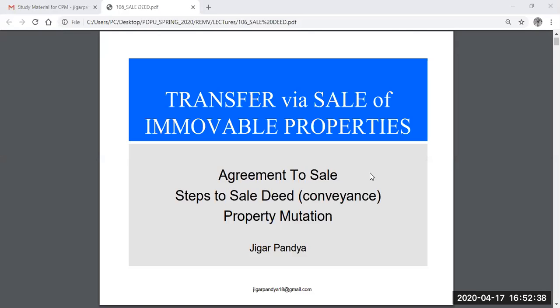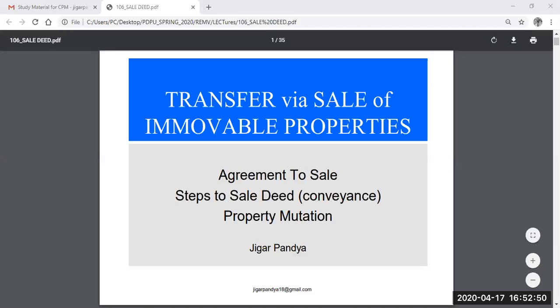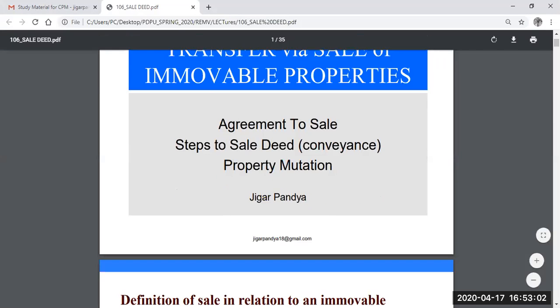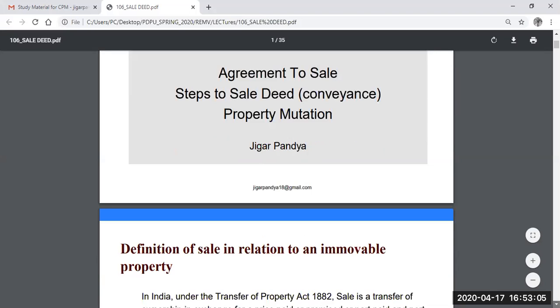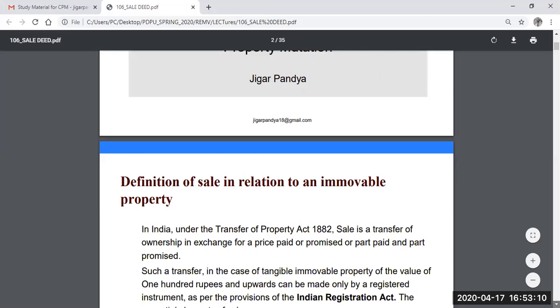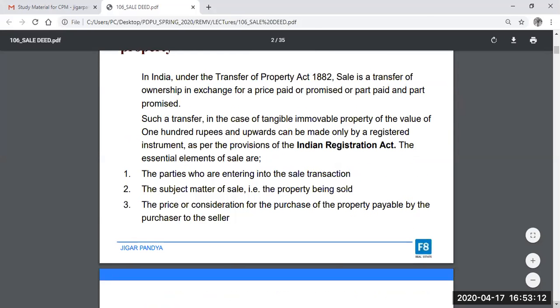So, say you have a vendor, that is a buyer and a seller, who regularly interact for the purpose of buying and selling a property. They will have to go through the process of the sale.